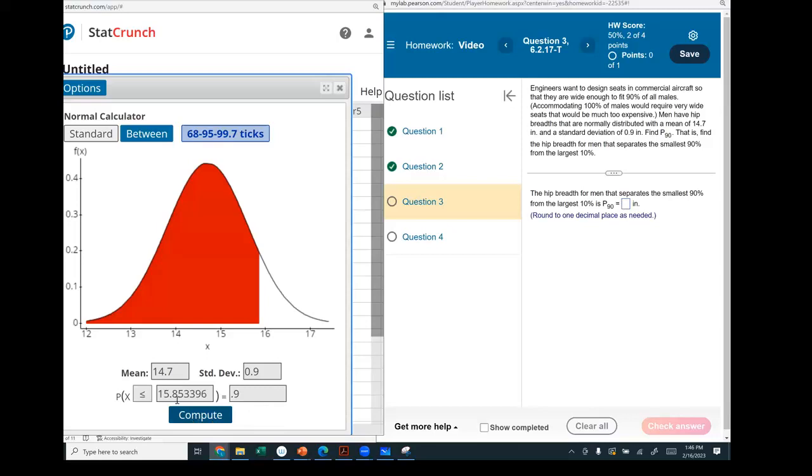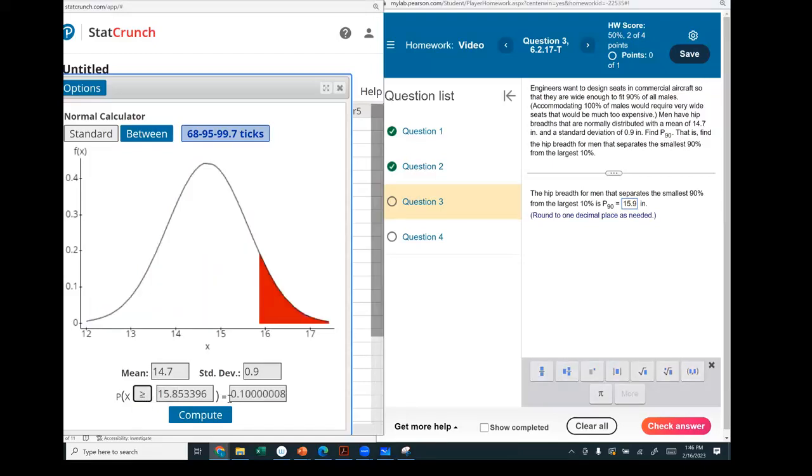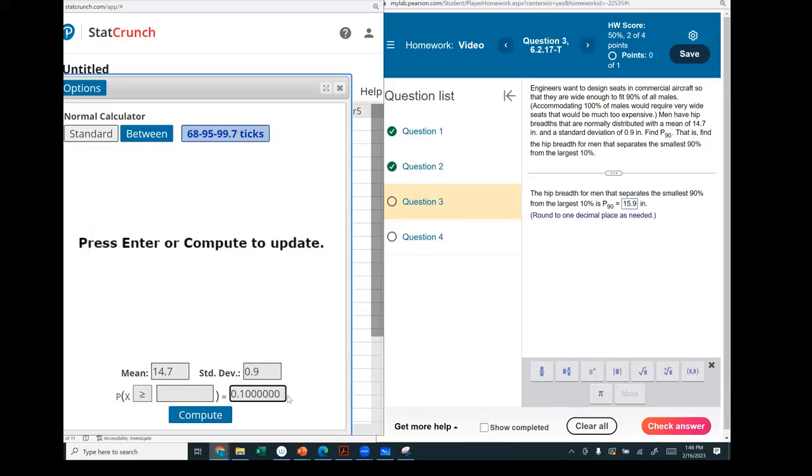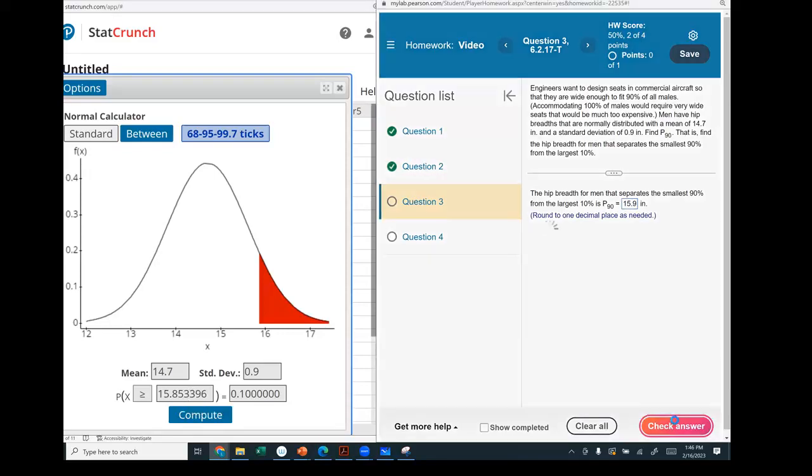And I get this value, okay? And that's to 1 decimal place, so it'd be 15.9. Or I can say, because it says the smallest 90% from the largest 10%, I can say greater than 0.1. Actually, it did it for me without me having to do anything. And when I hit compute, I get the same value for X. So either way, that should be the answer. Let's hit check. Perfect.